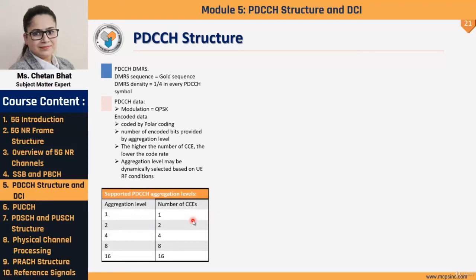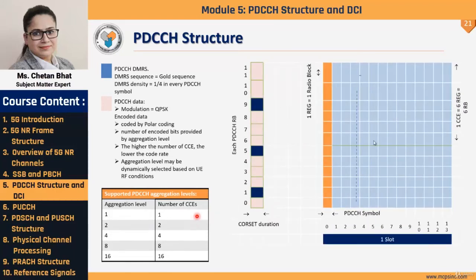Then we have the PDCCH structure. So if we talk about the PDCCH structure, let's say I'm talking about symbol number 1. So I have this particular symbol allocated to PDCCH. On this PDCCH symbol, I will have the DMRS associated with it, right? So this is your DMRS, N Cell ID mod 4.